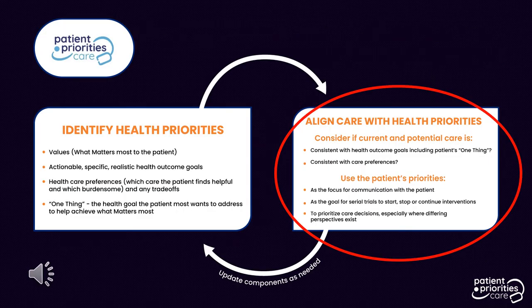You are now familiar with this figure that shows the two steps involved in patient priorities care. We are now going to address the second step, how to align care with patients' health priorities, and give you examples of how this can be done. As you can see from the figure, aligning care with patients' priorities involves first considering whether current or other potential interventions are consistent with the patient's priorities. And then, based on this information, using three relatively simple strategies to discuss and decide what care to recommend and implement. Let's look at the components of this step.